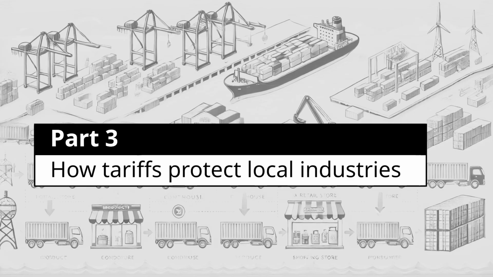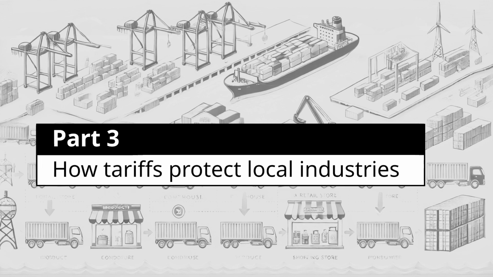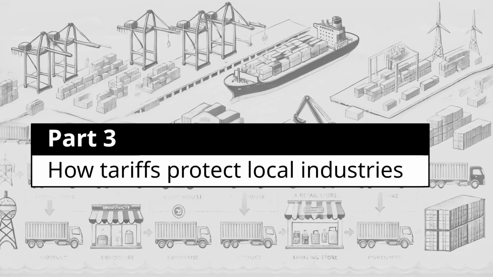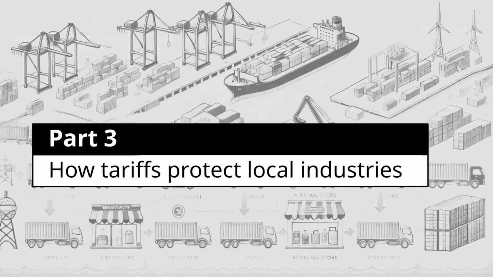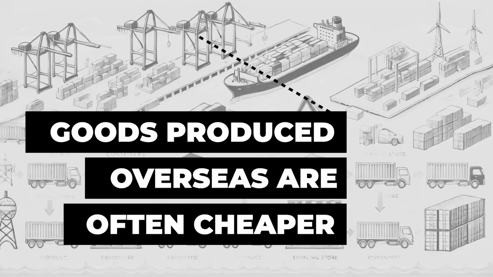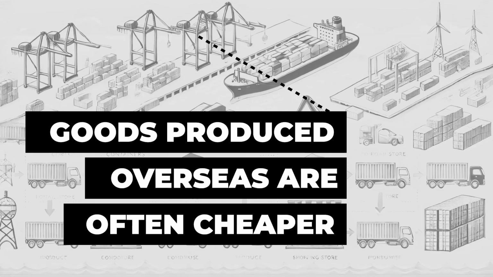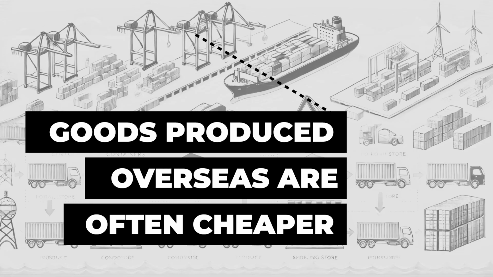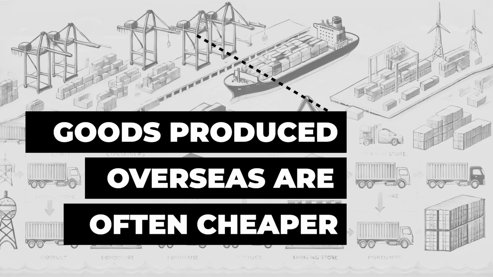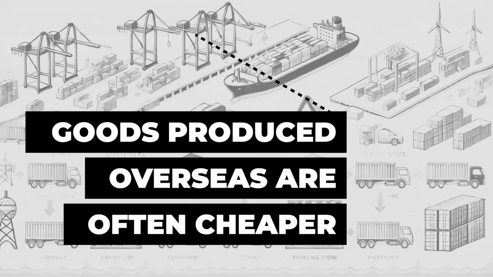Part 3. How tariffs protect local industries. Now that we understand what tariffs are, let's talk about how they can be used to protect local industries. This is one of the main reasons governments impose tariffs. When a country imports goods from abroad, those goods often come from countries where the cost of production is lower. This could be due to cheaper labor, lower environmental regulations, or other factors. Because of these cost advantages, foreign goods can often be sold at a lower price than domestically produced goods.